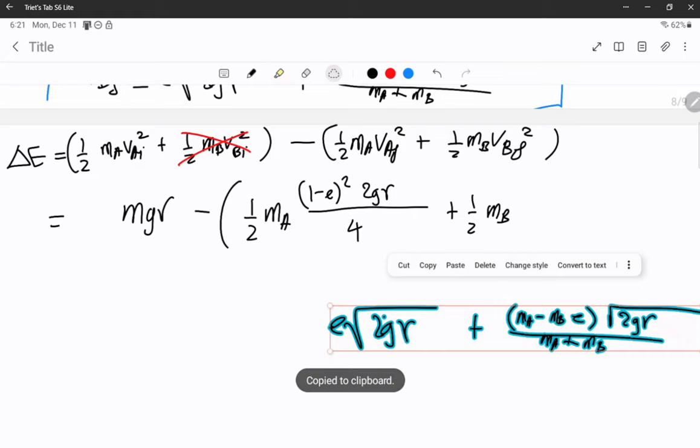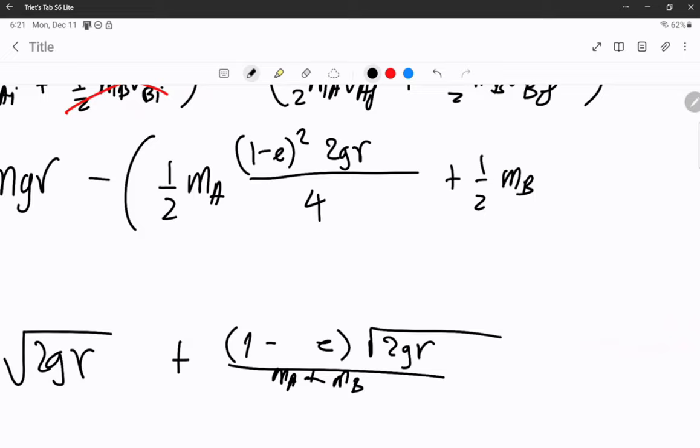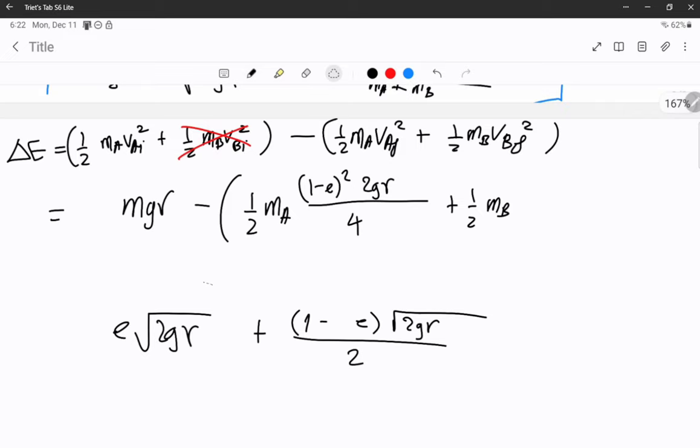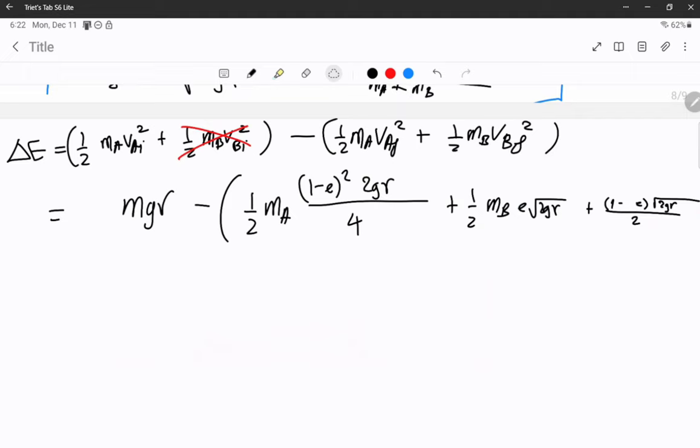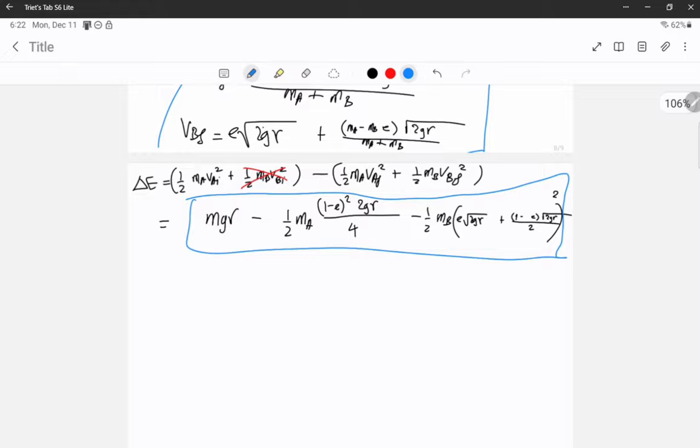This is gonna stay the same. This again is gonna be 1 minus that, and down here is gonna be 2. Then I guess we can squeeze it up here, and that's going to be VBF squared. You break the parenthesis, put a minus here, and that's going to be the final answer. Writing in editor. That's going to be the end of this practice midterm.